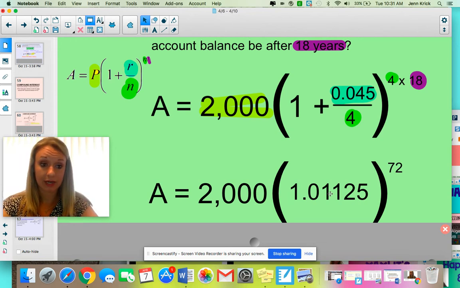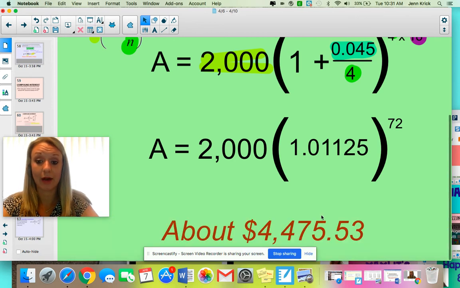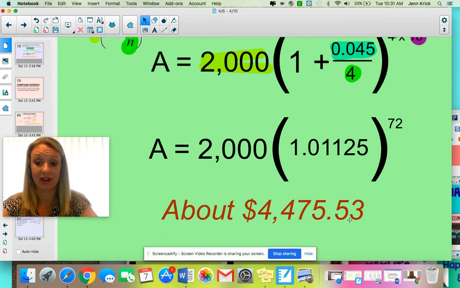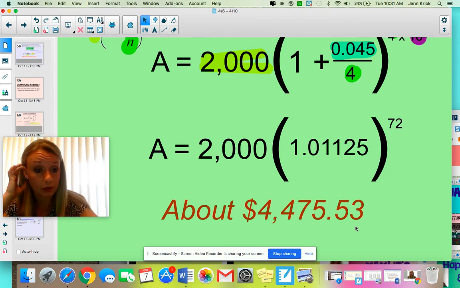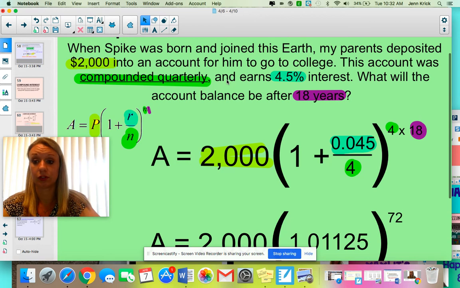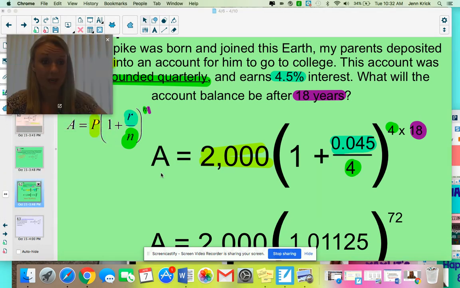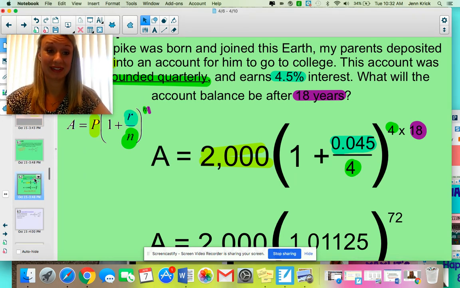So clear out your calculator, take this value to the power of 72, and then you can multiply it by 2,000, okay? And then it would be about $4,475.53. So after 18 years, my principal amount of $2,000 is now up to over $4,000 because it was compounded quarterly at a rate of 4.5% interest. Okay, if you were to get a number that was smaller than your principal amount, that's no good, and you should probably recalculate.